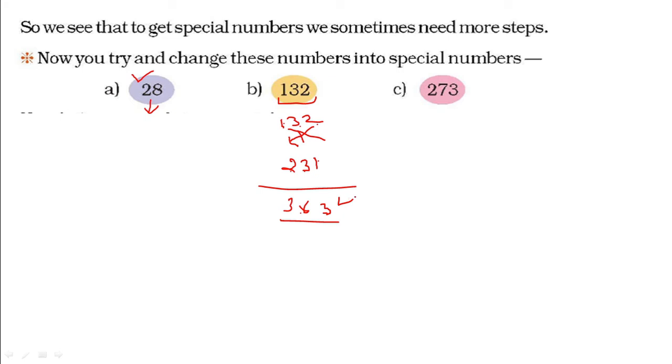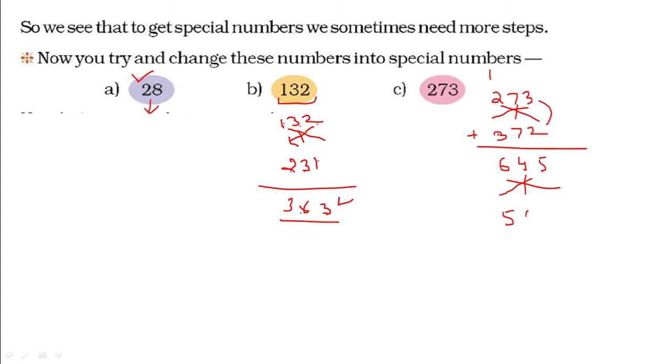Okay. Now let us see 273. Is it special? No. So change the digit place. It becomes 3, 7, 2. Is it special? No. Let us add. 2 plus 3, 5. 7 plus 7, 14. Carry over 1. 3 plus 2, 5 plus 1, 6. 645. Is it a special number? No. Let us change the place.